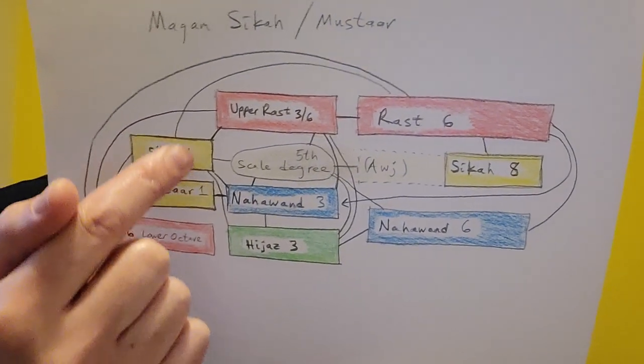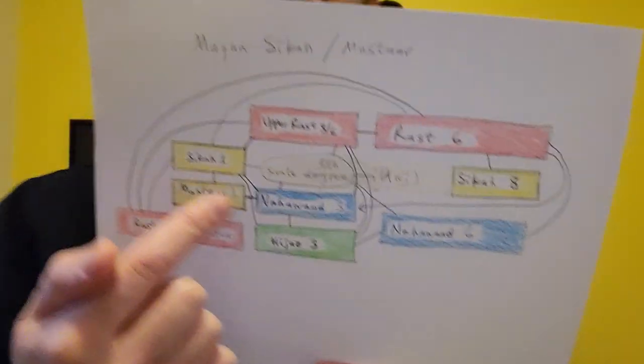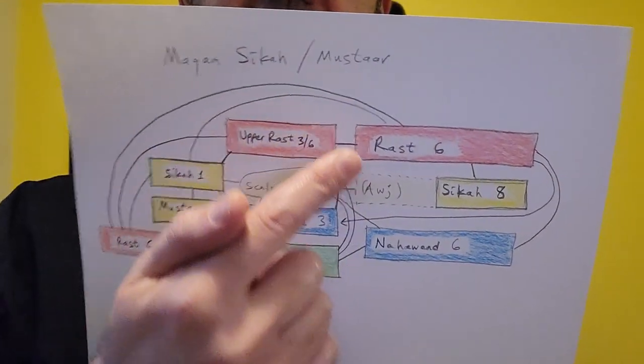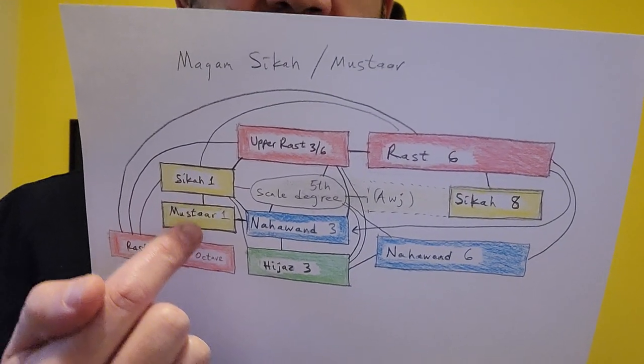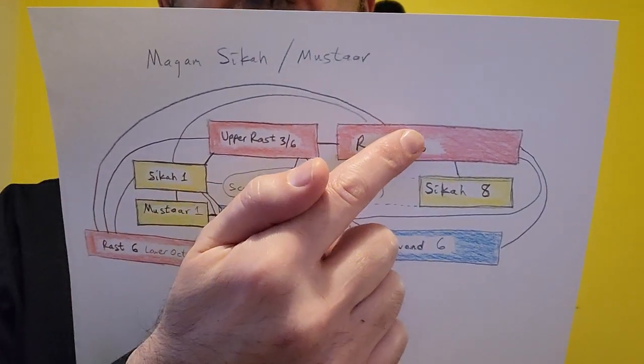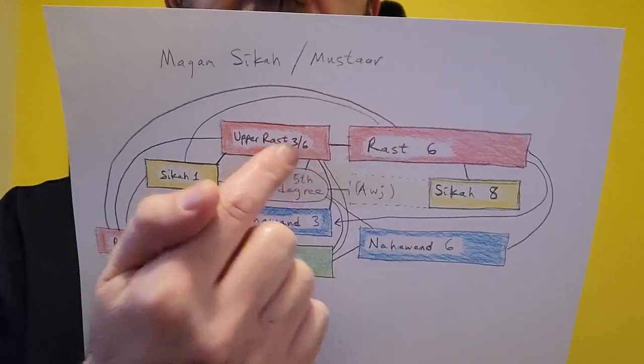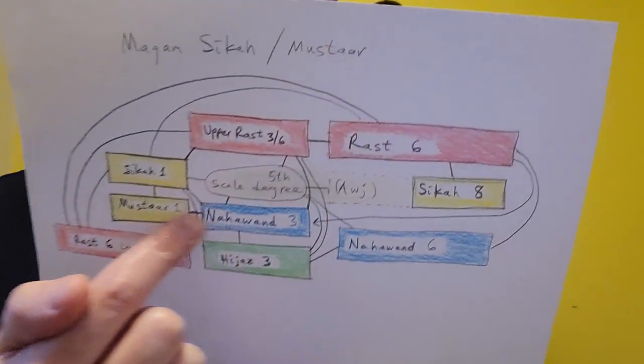We can go back to Sikah or Mustaar. They really are interchangeable. And you see we're going through these same pathways. I could choose either one. And if I'm in Mustaar, I can do the same thing I was doing before, really emphasizing that upper Rust jins.